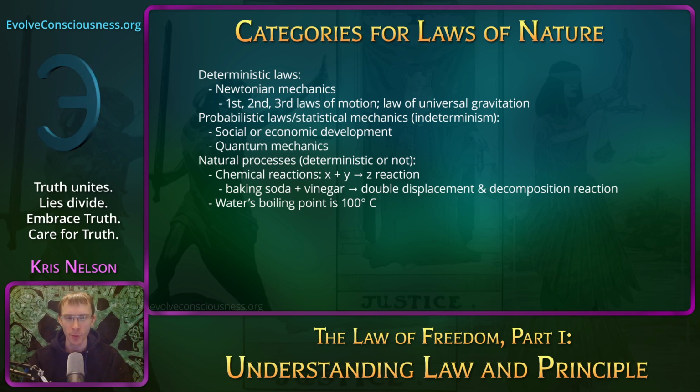And we also have natural processes, deterministic or not. We have chemical reactions where you can add baking soda and vinegar, for example, and that gives you the reaction. A kid's science experiment of the volcano exploding. Well, that's the double displacement reaction and the decomposition reaction. So you can look into that and other examples of chemical reactions and natural processes, such as water's boiling point is 100 degrees Celsius. Water's freezing point is 0 degrees Celsius.